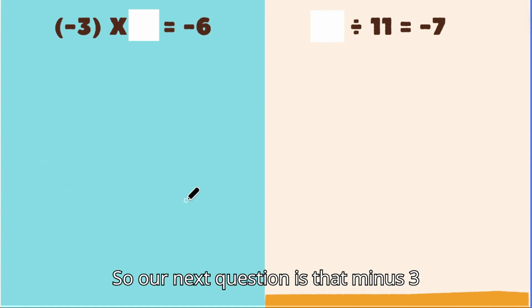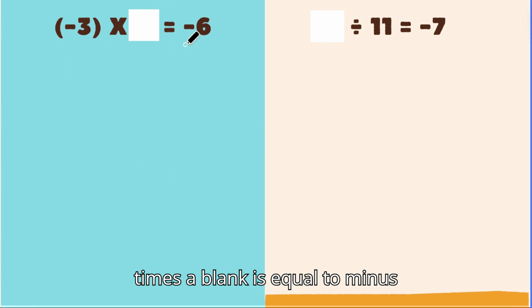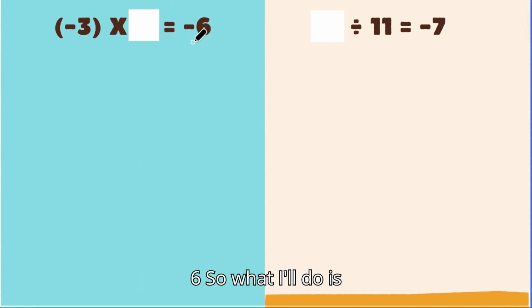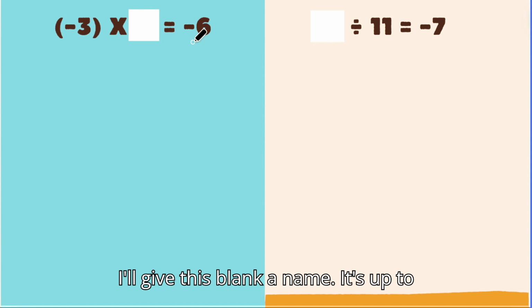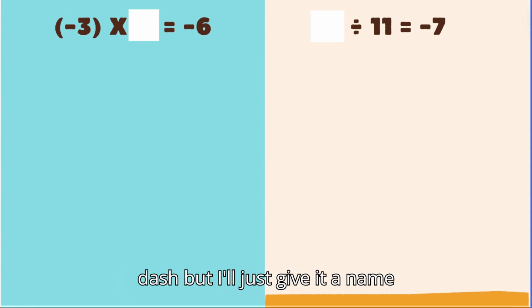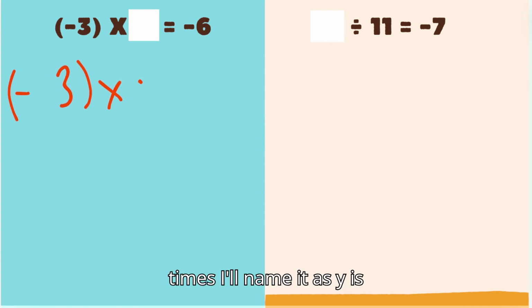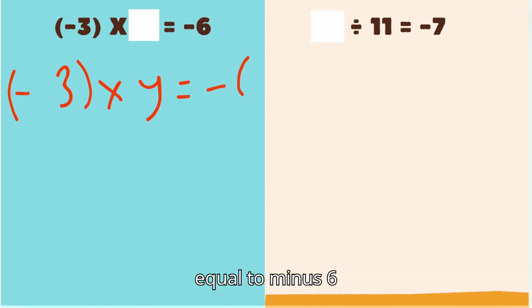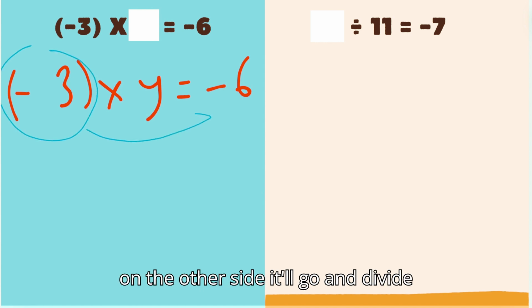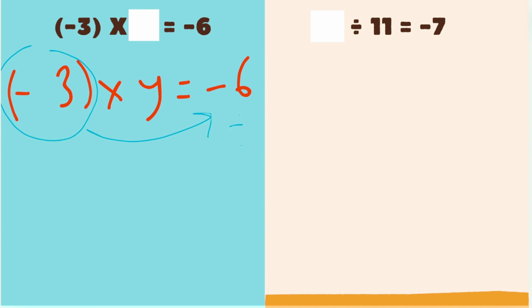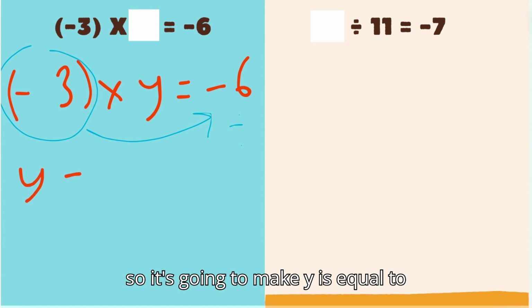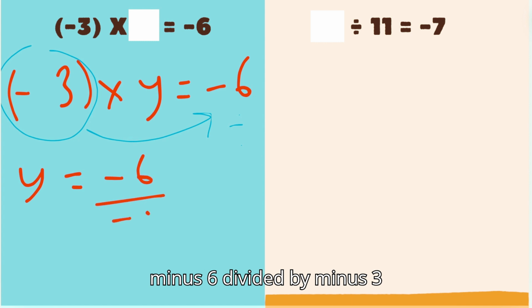So the next question is minus 3 times a blank is equal to minus 6. So what I'll do is, I'll give this blank a name. It's up to you if you give it a name or leave it a dash, but I'll just give it a name. So minus 3 times, I'll name it y, is equal to minus 6. So now I'll take this minus 3 over here, which is multiplying on this side. On the other side, I'll go and divide. So it's going to make y equal to minus 6 divided by minus 3.